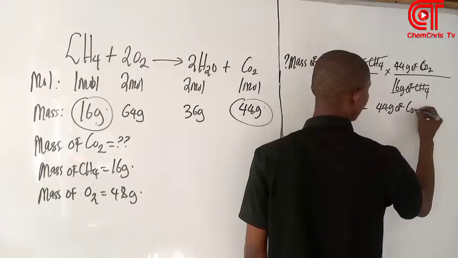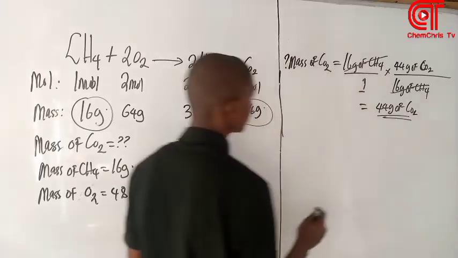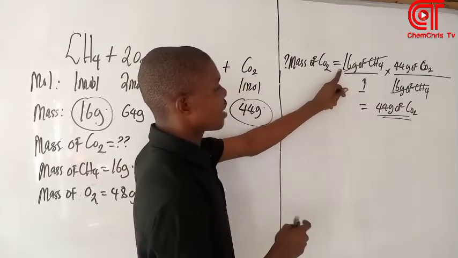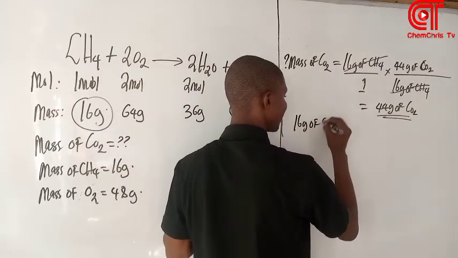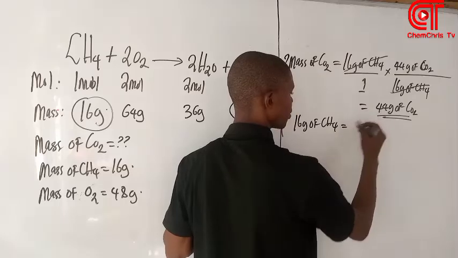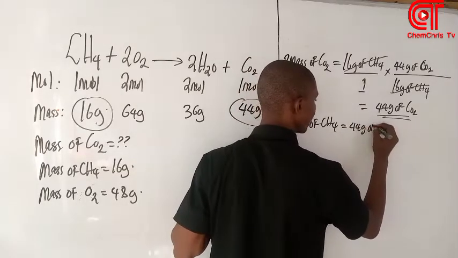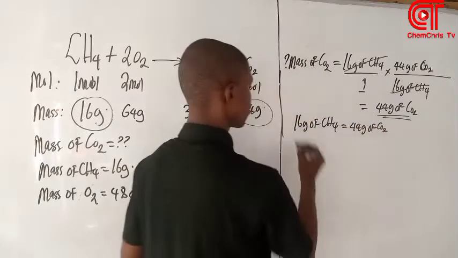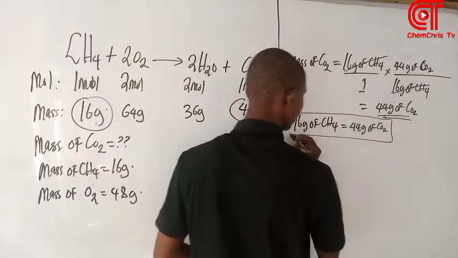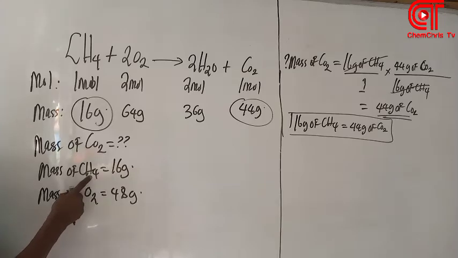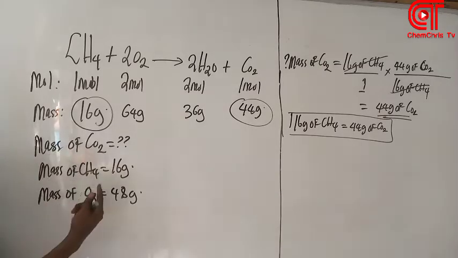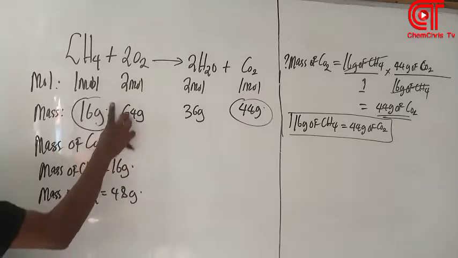of CO2. Now what does it mean? It means that 16 gram of CH4 produce 44 gram of CO2. That is the meaning. So we are done with the first one. Remember, we have used the mass of CH4 to calculate the mass of CO2, right? Now we are going to repeat the process for O2.